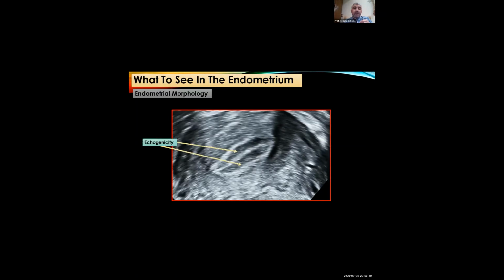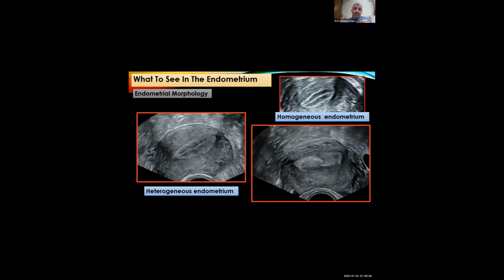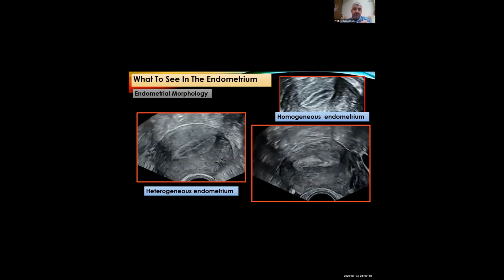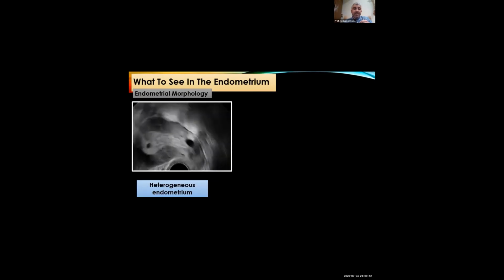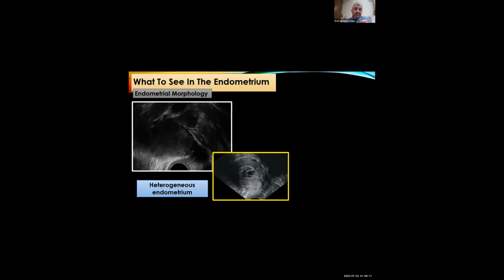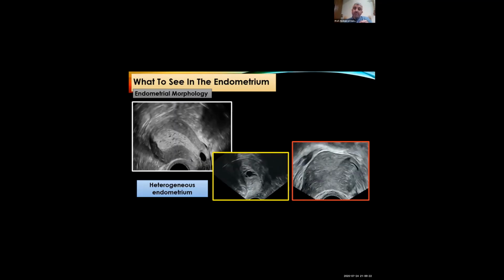Endometrium morphology: we see the echogenicity of the endometrium, we see the midline interface, and we see the endometrium-myometrial junction. Usually we see a homogeneous endometrium, either isoechoic, hypoechoic or hyperechoic. Sometimes you see a heterogeneous endometrium with multiple echogenic areas within it, which indicates, again, a non-healthy endometrium for implantation. Sometimes you could see a very thick cystic endometrium, due to a cystic polyp inside the endometrium, or you could see multiple echogenic areas due to polyps within the endometrium.